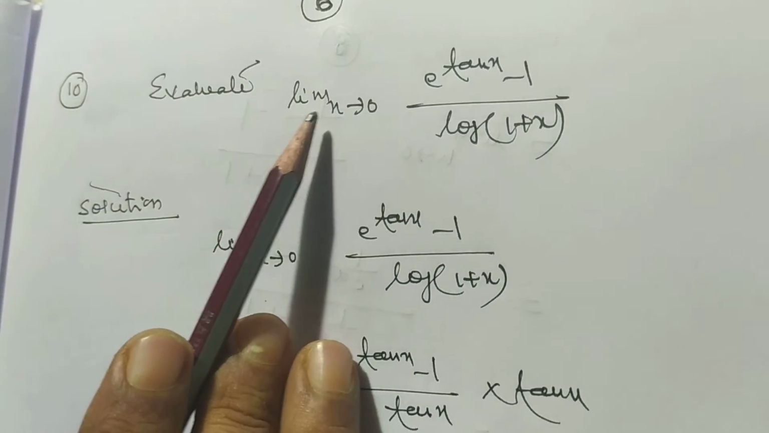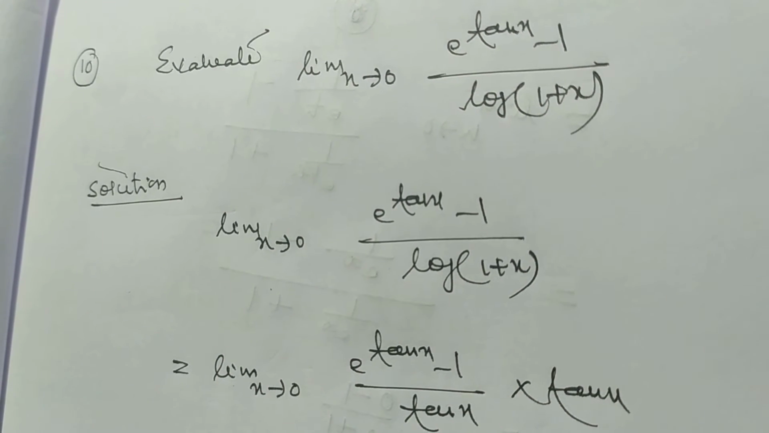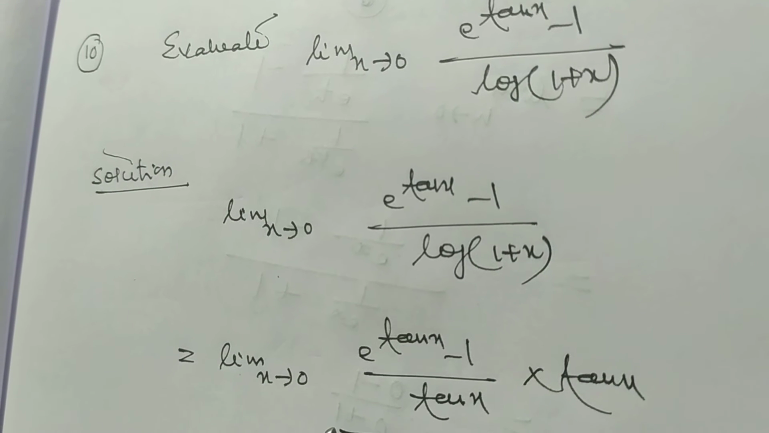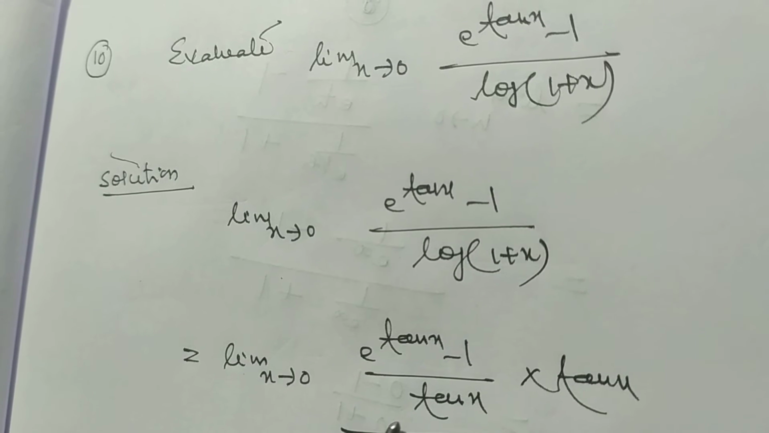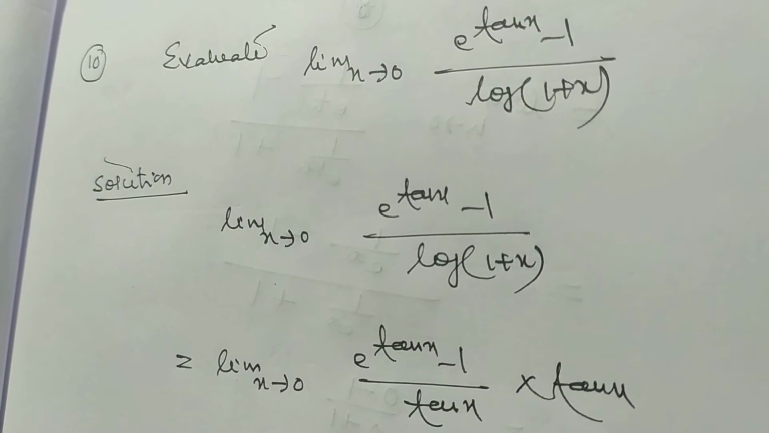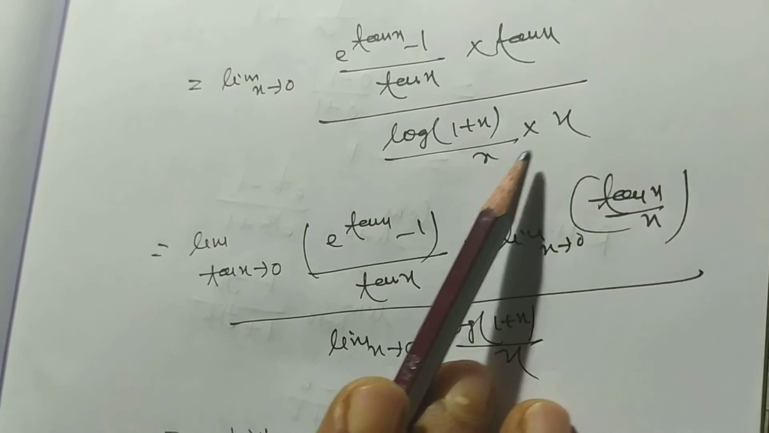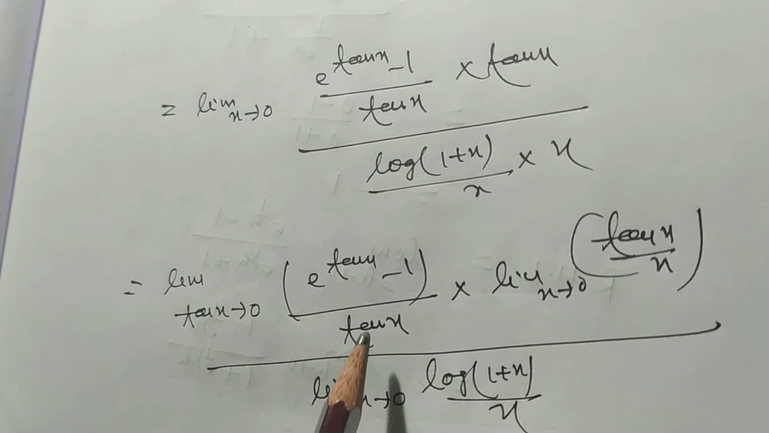Now limit x tends to 0, (e to the power 10x minus 1) by log of 1 plus x. Now you can split it on the formula limit theta tends to 0 (e to the power theta minus 1) by theta. For the purpose, we multiply it by 10x and divide it by 10x, and (log of 1 plus x) divided by x into x. Now you can observe that here there are three expressions.